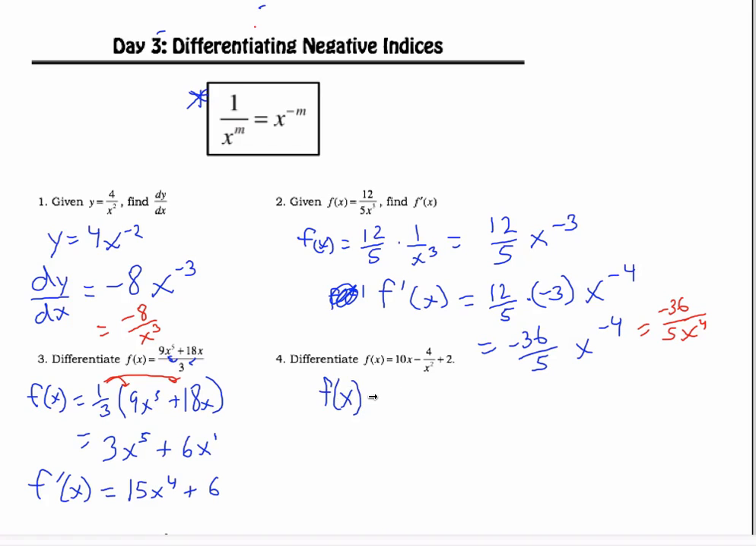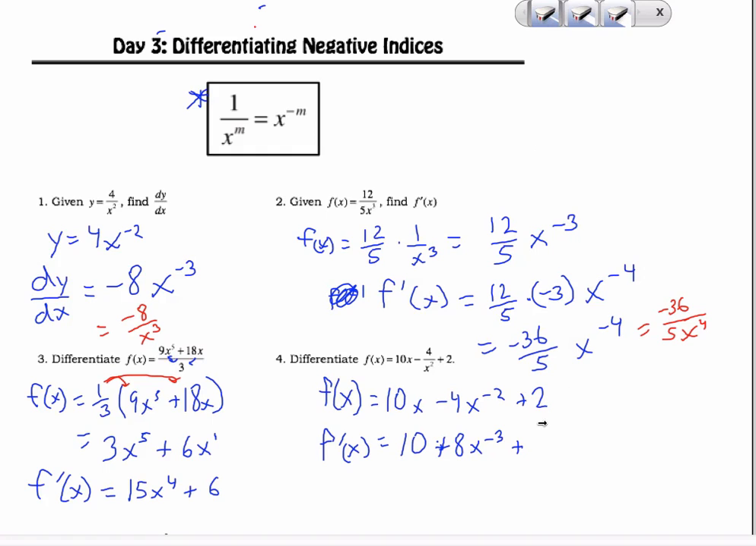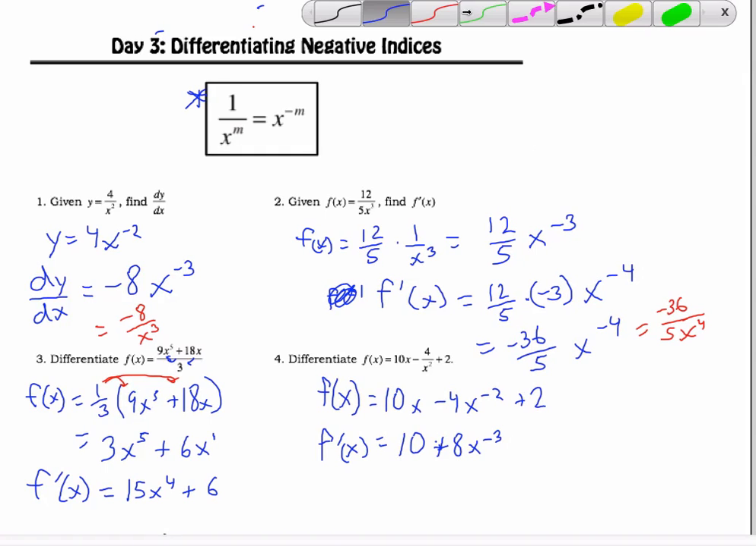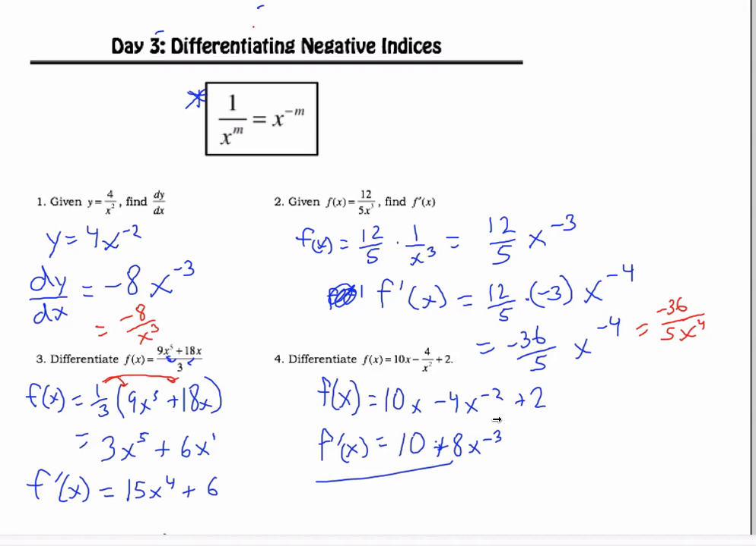Okay, here we want to rewrite this first. f of x equals 10x minus 4, and just like we did up here, that's going to be x to the power of negative 2 plus 2, and then we differentiate. This is going to be 10, and negative 2 times positive 4 is plus 8, and reduce the exponent by 1, so it's going to be negative 3, and that's going to be basically plus 0, because the derivative of any constant is going to be 0. Alright, so that's your answer for that one.